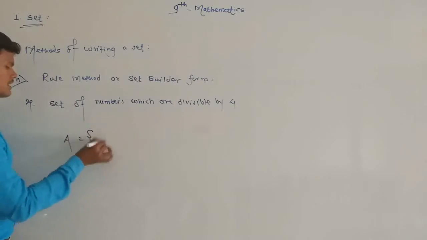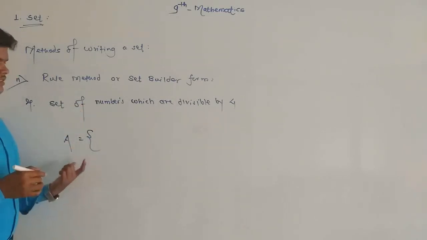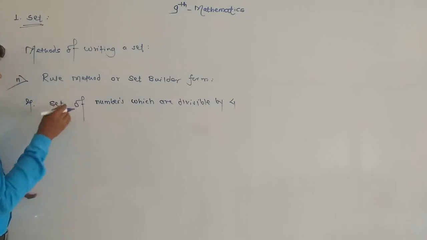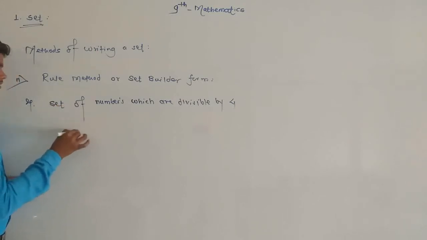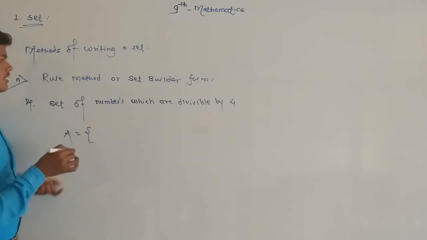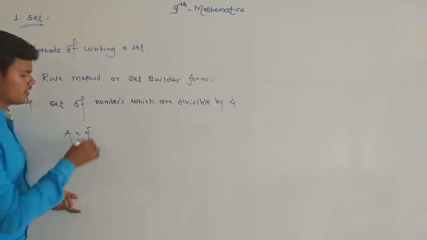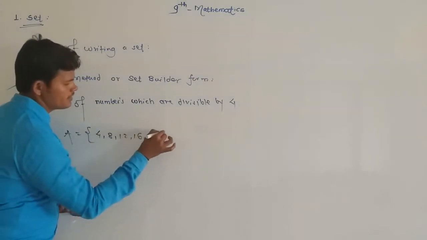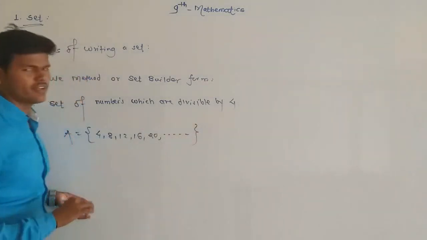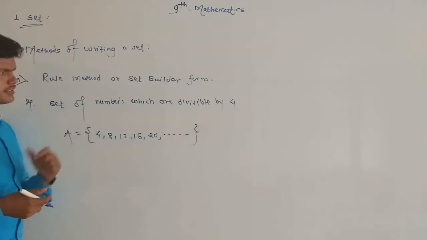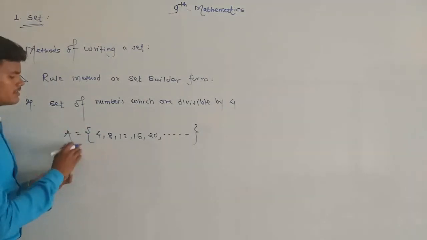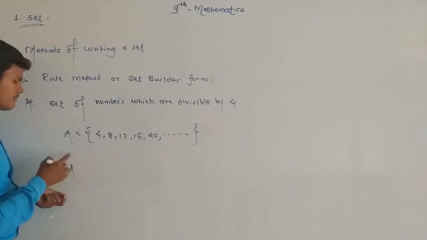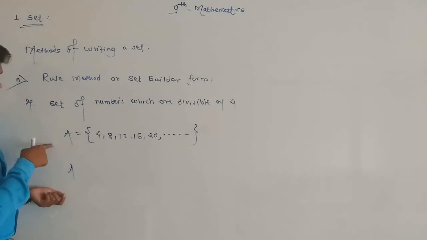In curly bracket. To understand rule method, first of all write the set by using listing method. So write all the elements in curly brackets. Numbers which are divisible by 4 are 4, 8, 12, 16, 20 up to infinite. There are infinite numbers that are divisible by 4. Now we can write this set by using a rule method. So write set name as A, because we had already defined it as A.